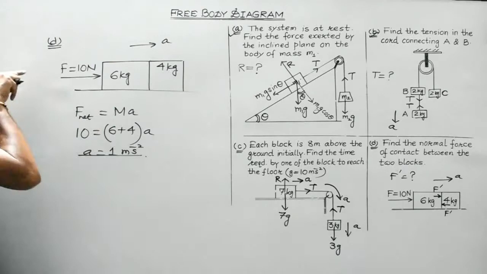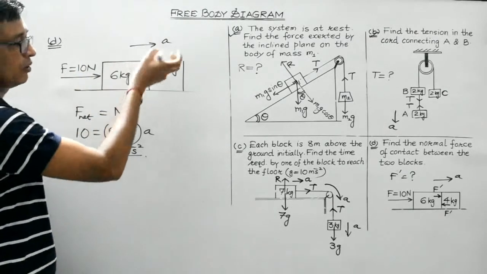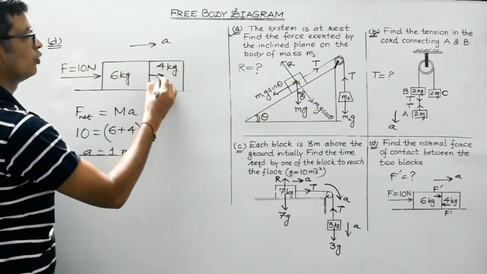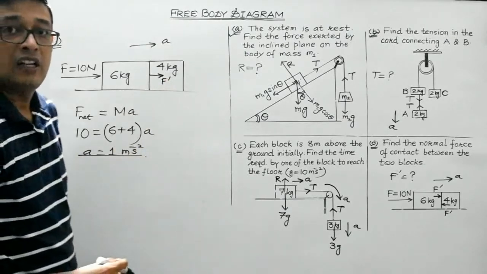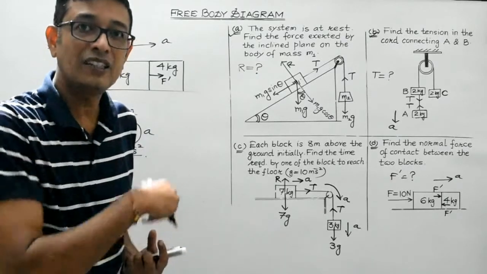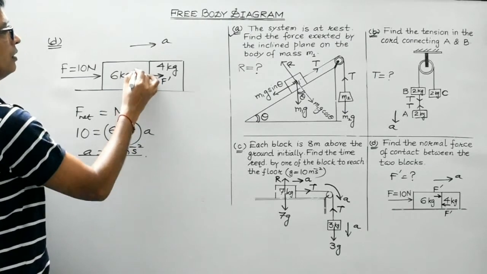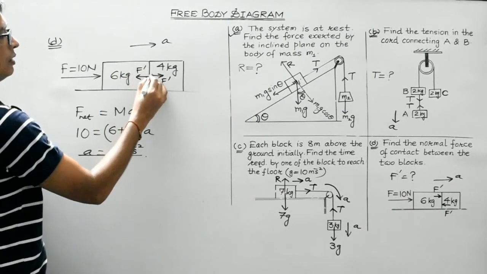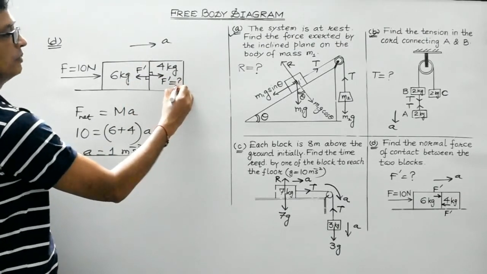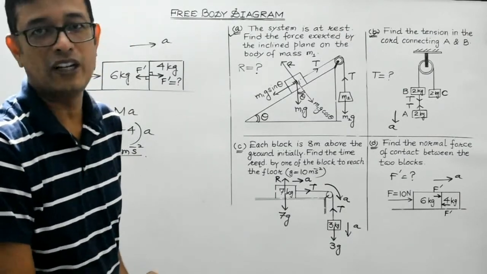Now, as I told you, when a force of 10 Newton is applied on the 6 kg body, the 6 kg body will also exert some force on the 4 kg body. And the same, that is equal and opposite force, will be exerted by the 4 kg body on the 6 kg body. So this is the normal force of contact between the two bodies, which is to be determined.